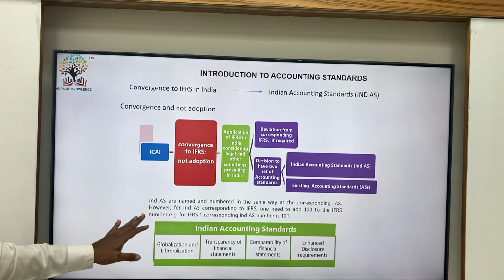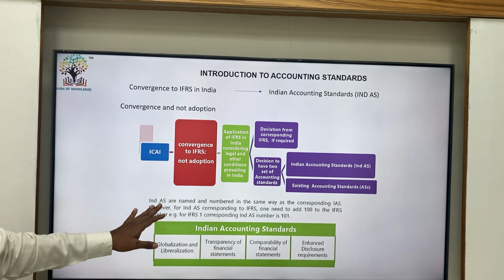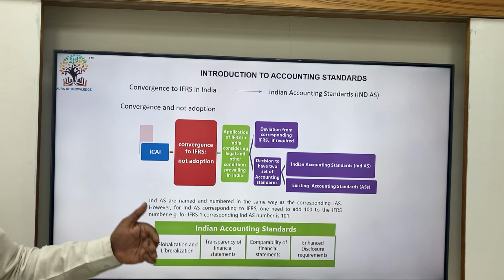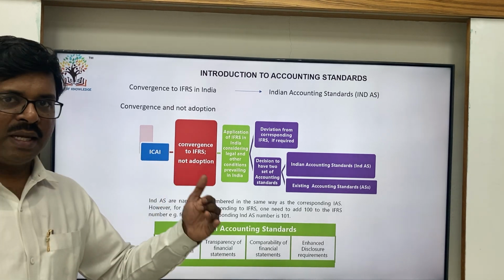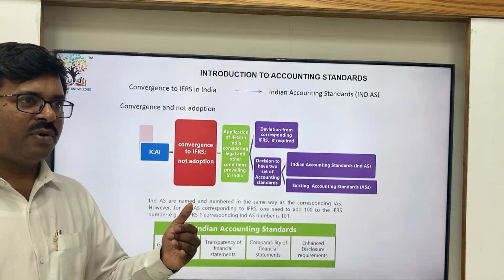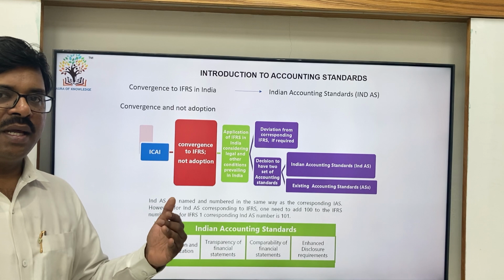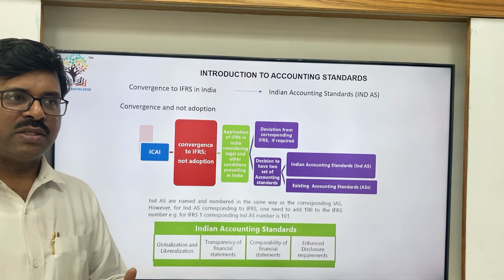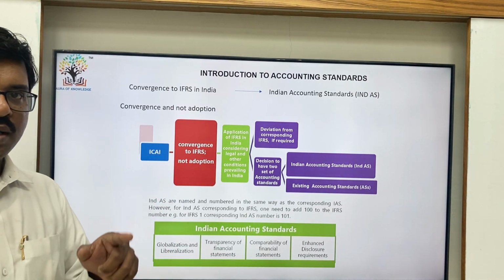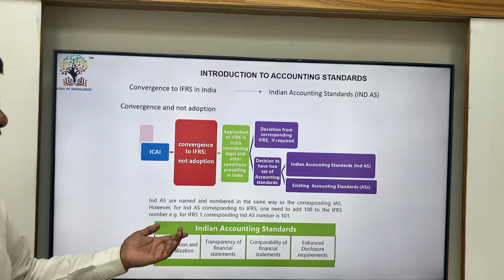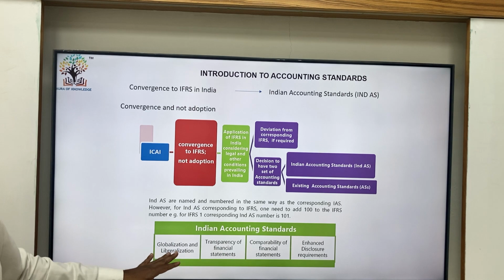If you see how IND AS are named, if you see the numbering of IND AS, they have just added 100 to the IFRS number. Suppose the IFRS accounting standard number is 1, they made it IND AS accounting standard 101. So for every accounting standard of IFRS they have added 100 to correlate the numbering for IND AS.